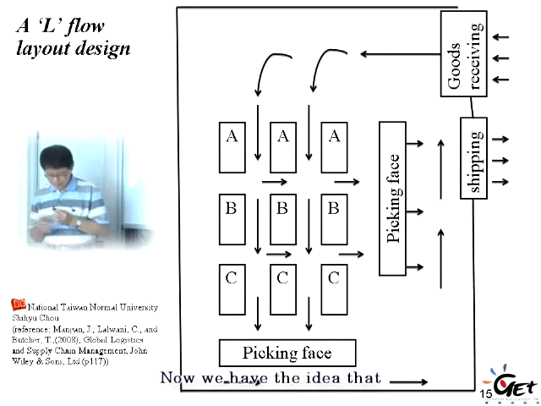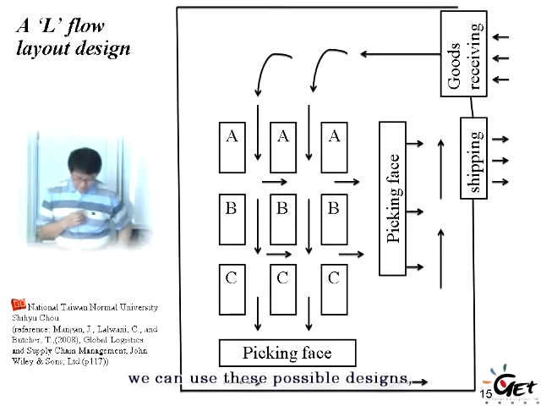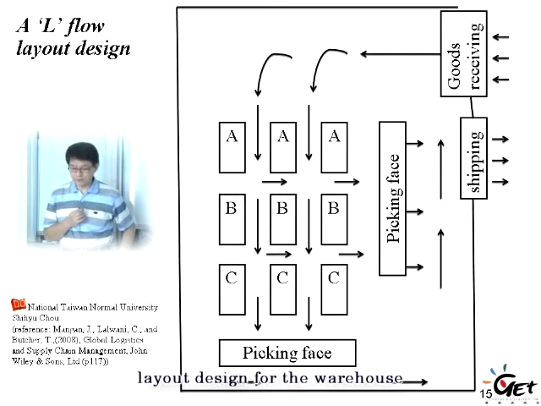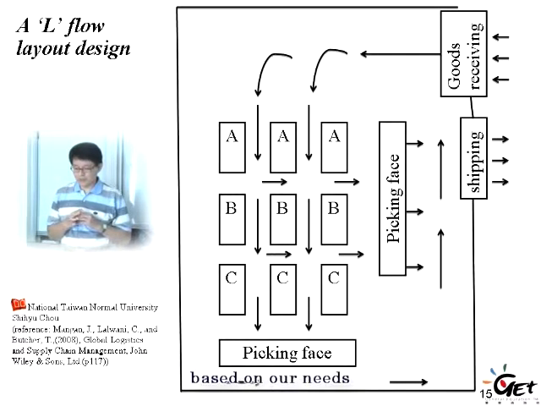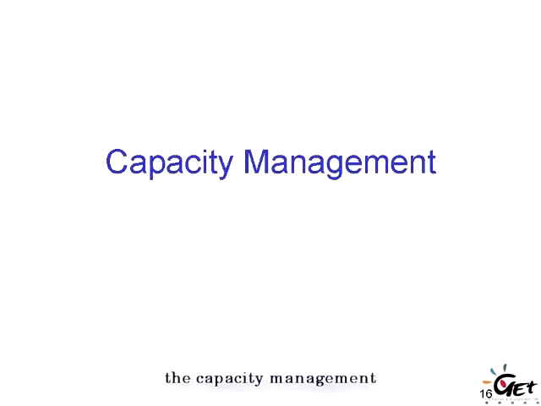Okay, now we have the idea that we can use these possible layout designs for the warehouse based on our needs. And then next, we have to consider the capacity, the capacity management. Right? You don't like to see you have a very large warehouse. However, you just use maybe 50% or 60% of the entire warehouse space, right? You try to have as high utilization as you can, right?